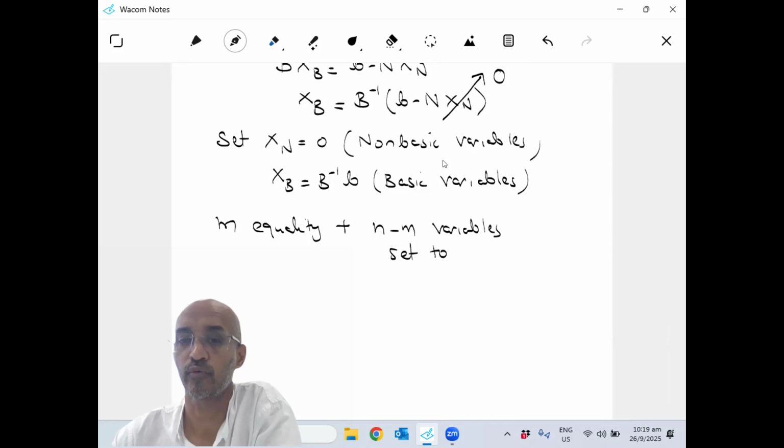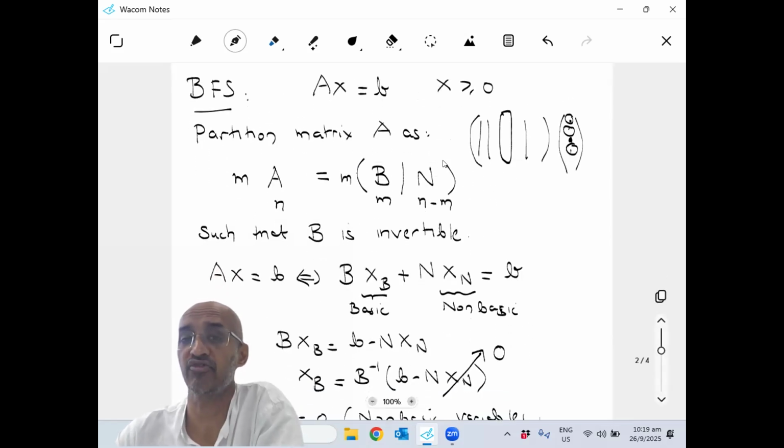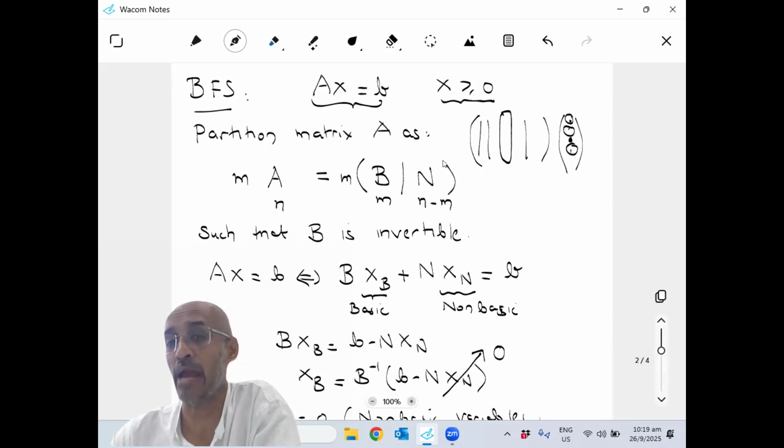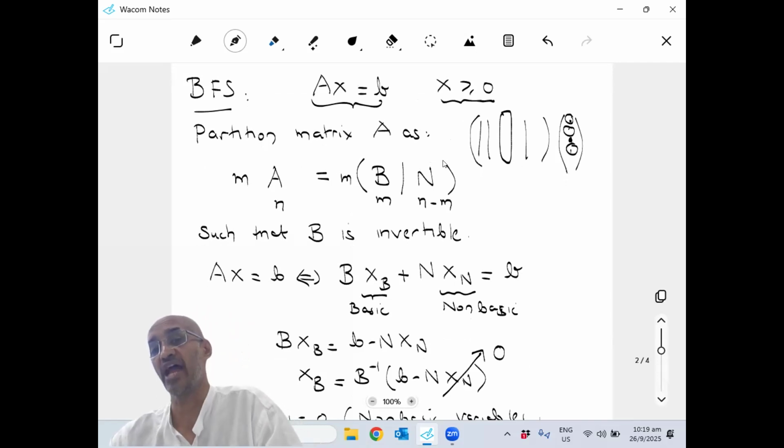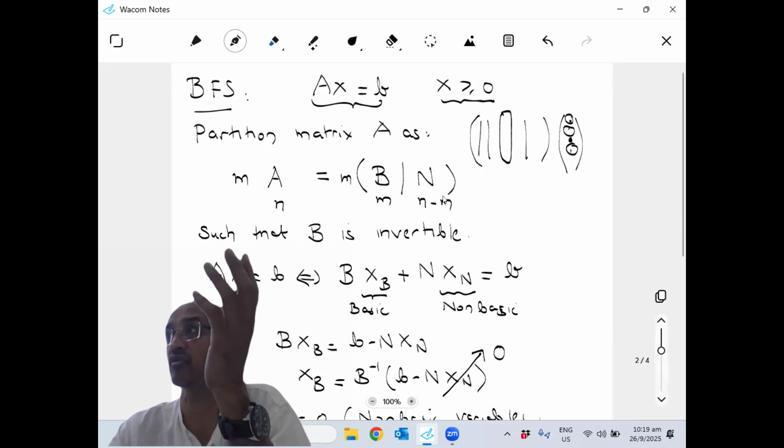Set to 0. Remember, my LP has equality conditions and inequality conditions, non-negativity conditions. I get m from here, I get n minus m from here, I get a unique solution to this problem. When I solve this set of equations, essentially I'm finding the moment I set xn to be 0, xb was uniquely determined. So these are n linearly independent active constraints.